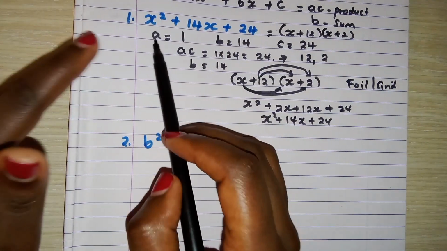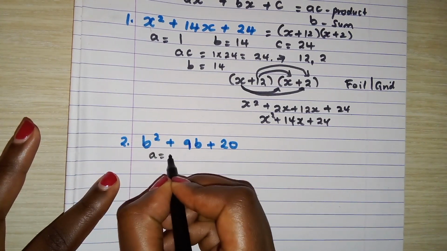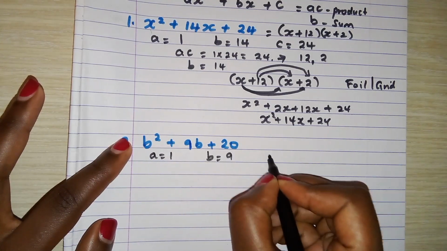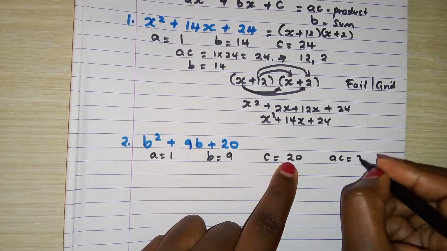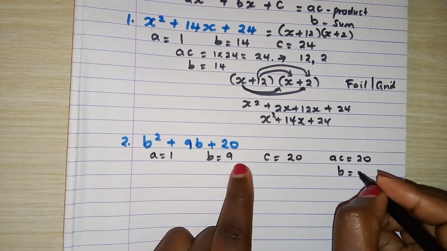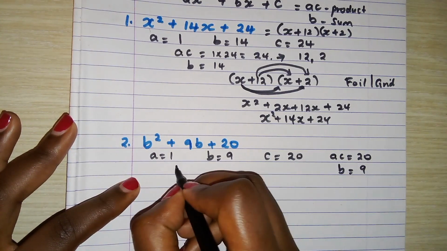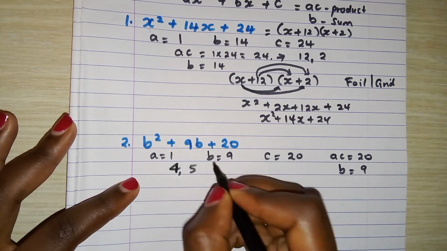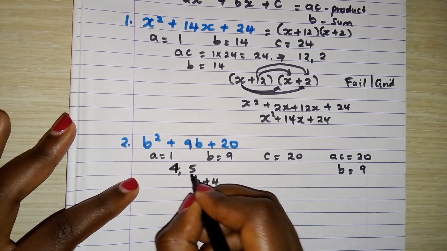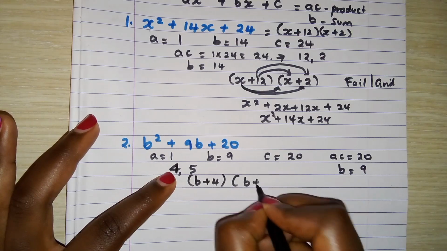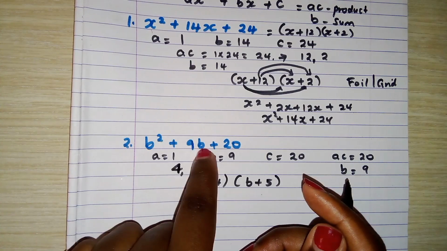In quadratics, you can use x or you can even use b. Any letter is okay. So we can say our a is 1, our b is 9, and our c is 20. So AC equals 1 times 20 is 20, and then the sum should give us 9. So two factors of 20 that will give us a sum of 9 would be 4 and 5. When you add these two, you get 9. So the answer will just be b plus 4, because this is positive 4, and b plus 5. We're using b because the question uses b as well.